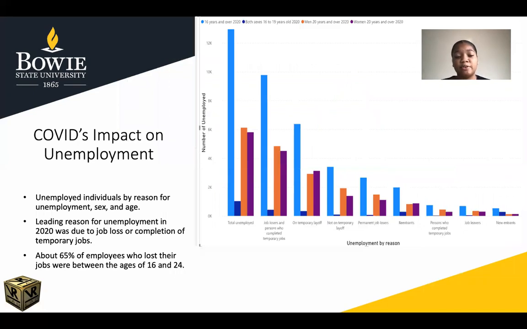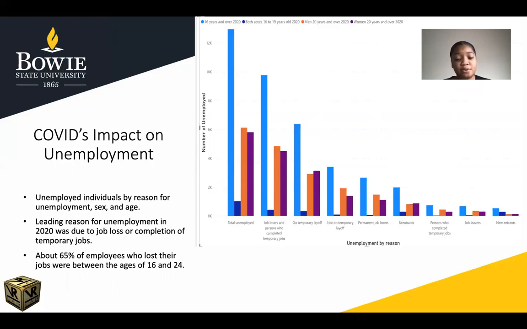This bar chart shown represents unemployed individuals by reason for unemployment, sex, and age. The leading reason for unemployment in 2020 was due to job loss and completion of temporary jobs. The reason following and second was temporary layoff. This data features the age group of 16 and older, 16 through 19, and 20 and older.